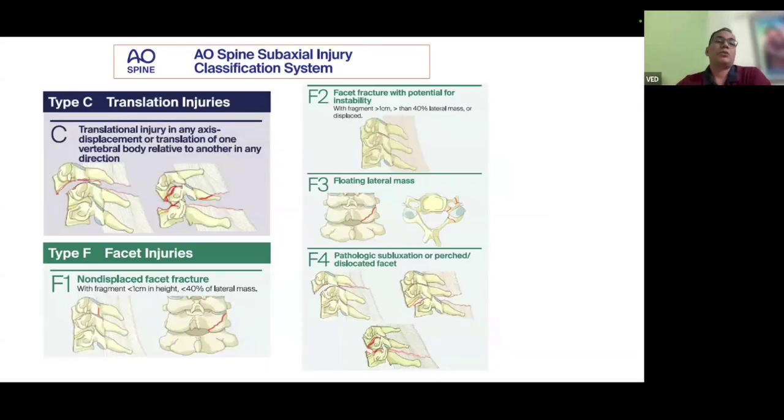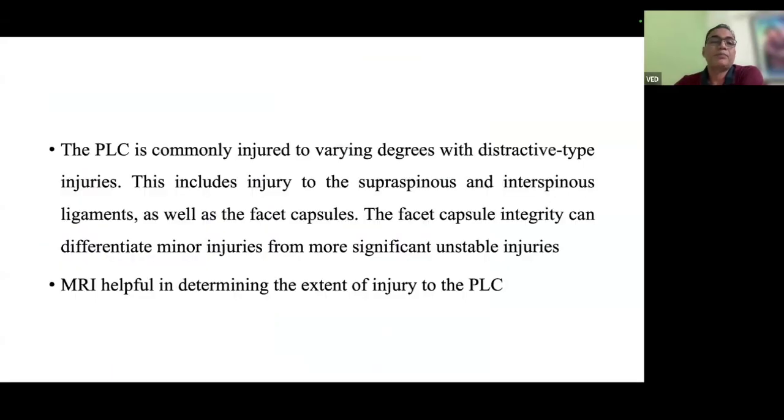And the third, the most dangerous and most unstable, is translational injury, in any axis, displacement or translation of one vertebral body relative to another. And type F is facet injury: F1 is a stable fracture, F2 is an unstable fracture, F3 is a floating lateral mass, and pathological subluxation, perched or locked facet or dislocated facet is F4.